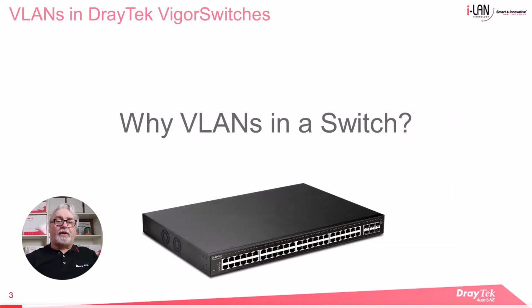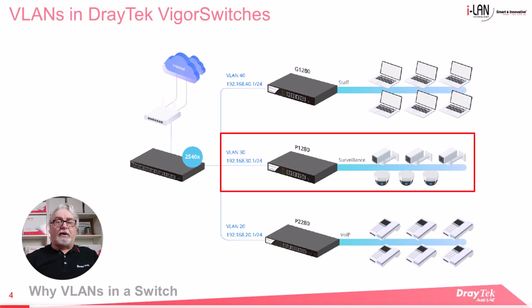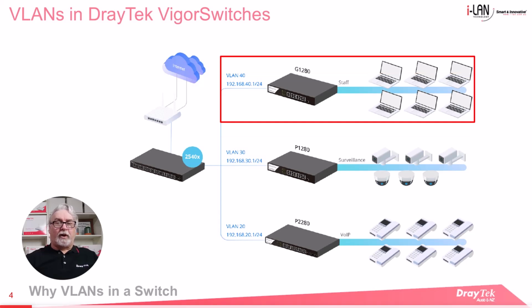So why would you need or want VLANs in a switch? Isn't that the kind of thing that a router would normally handle? Well, in a large network, as shown in this diagram, much of the data traffic is between devices or servers on the local area network, with not a lot of traffic needing to go out to the internet. For example, IP cameras store videos to a local NVR, IP phones register to a PBX, and documents and files on PCs are stored on a local file server.